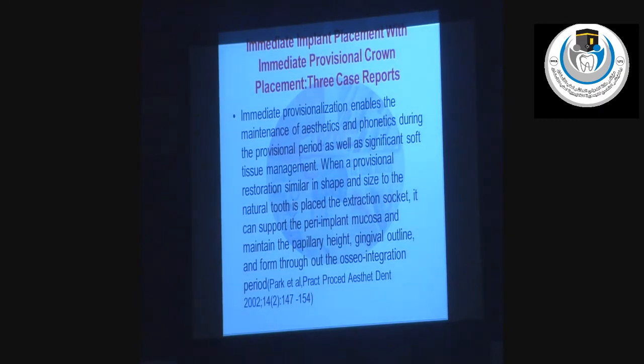There is a lot of research. This is research from 2002 showing that immediate provisionalization enabled the maintenance of esthetics and phonetics during the provisional period, as well as significant soft tissue management, when a provisional restoration similar in shape and size to the natural tooth is placed in the extraction socket. It can support the peri-implant mucosa outline, the gingival outline and form, throughout the osseointegration period.